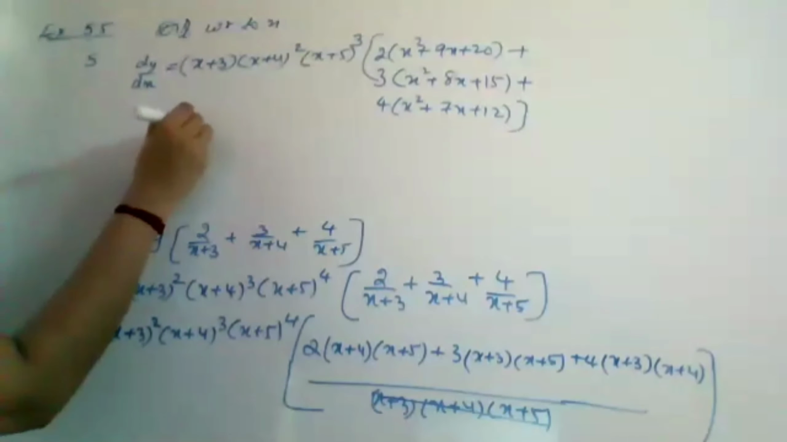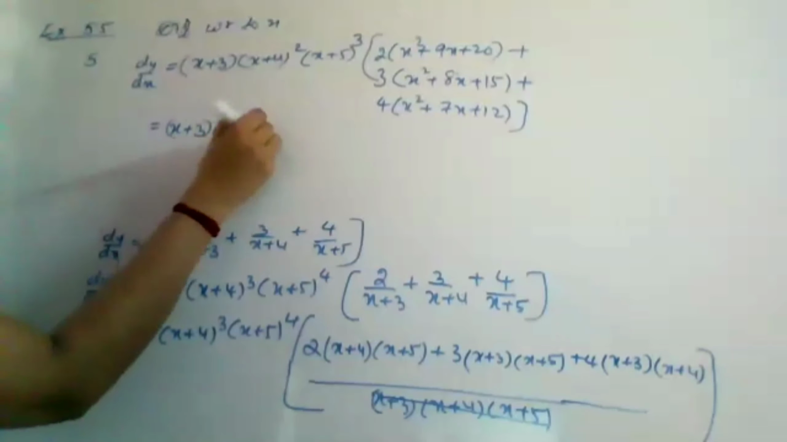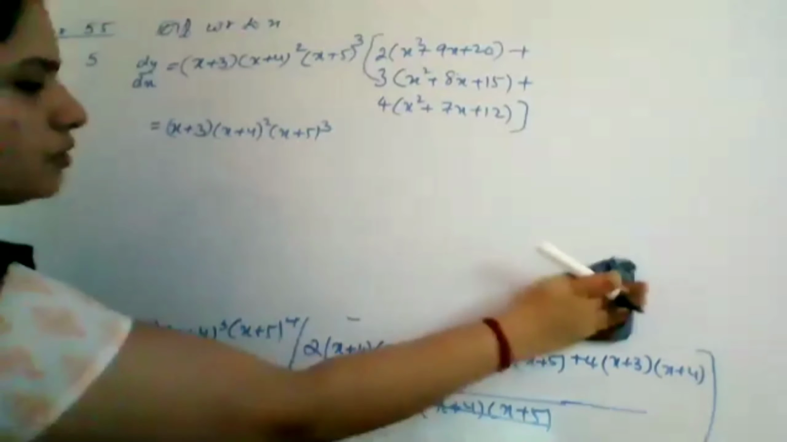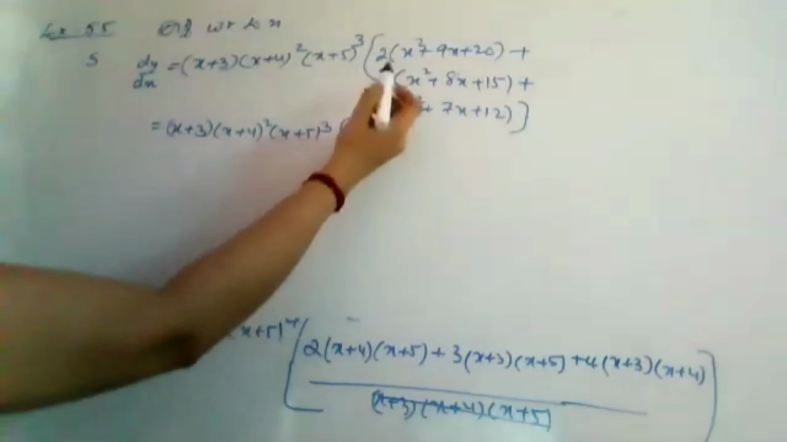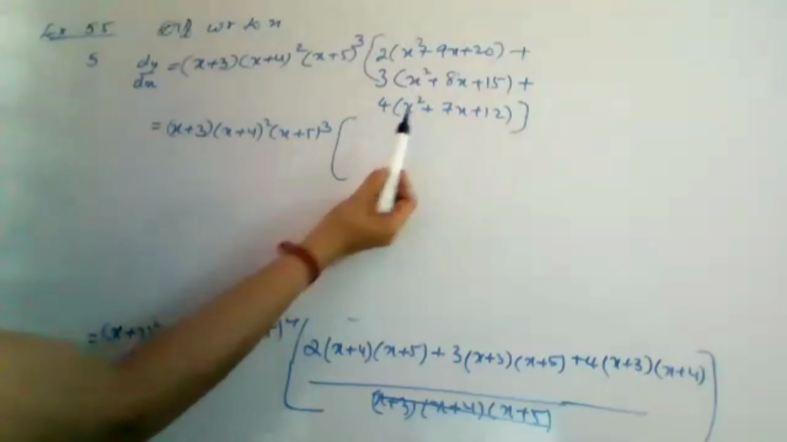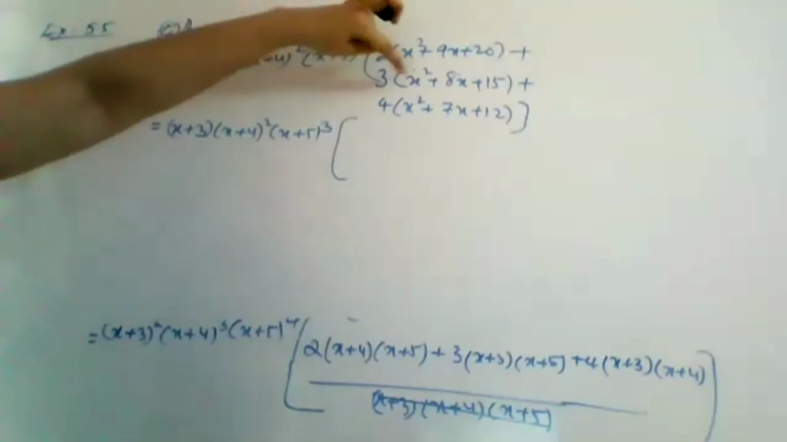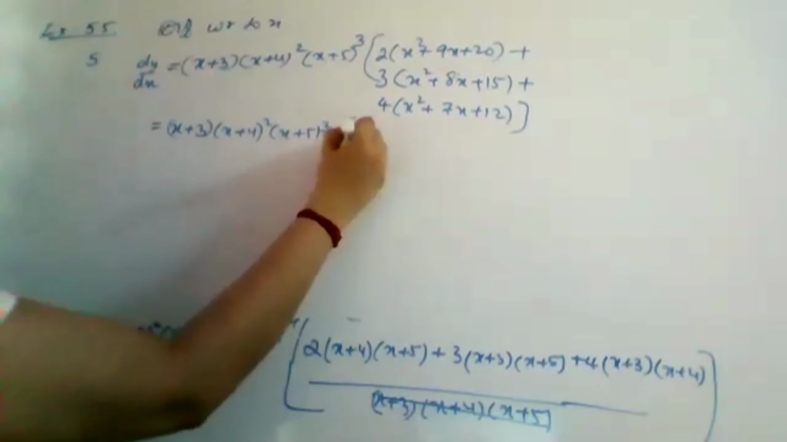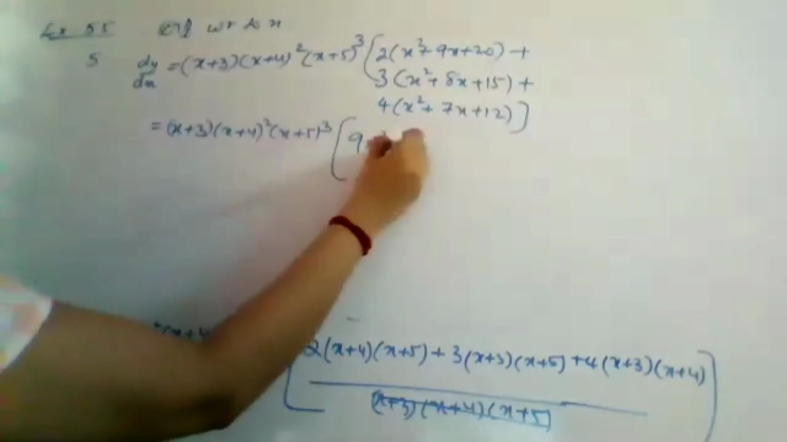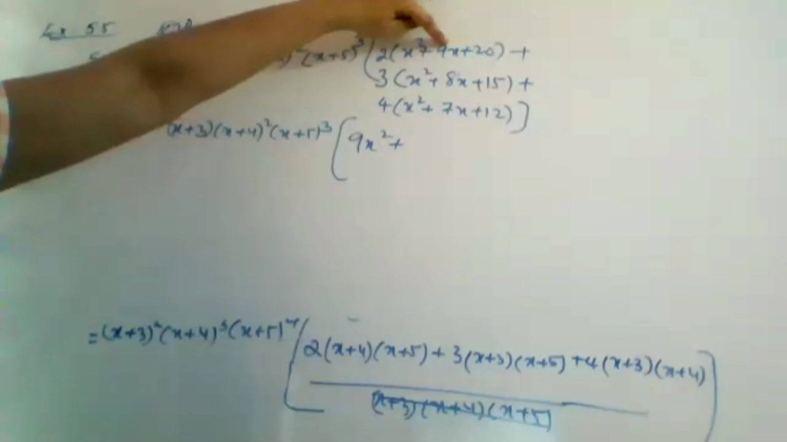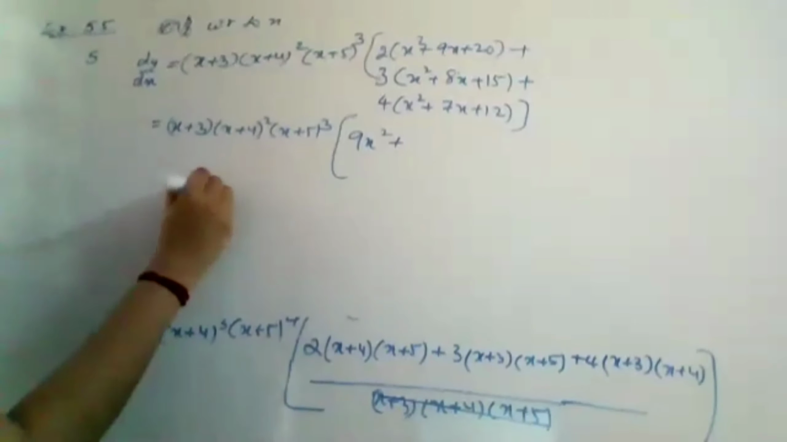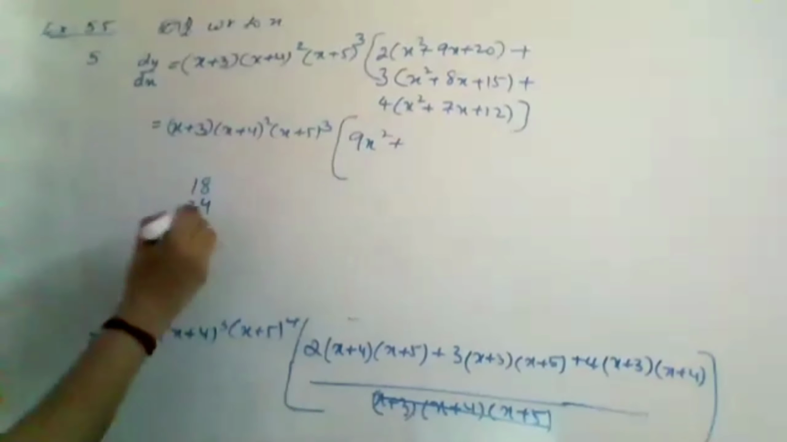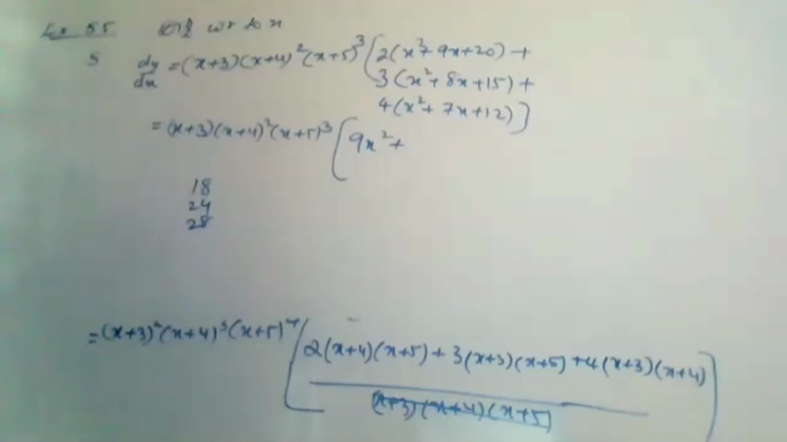x plus 3 into x plus 4 the whole square into x plus 5 the whole cube into, see, you have the x square terms that we can add. That's why I've written it like this: 2x square, 3x square, 4x square. How much will you get? 9x square plus, here you have 18x. You have 24 for your constant term, I'm telling, and 28. All these three will give you how much value?